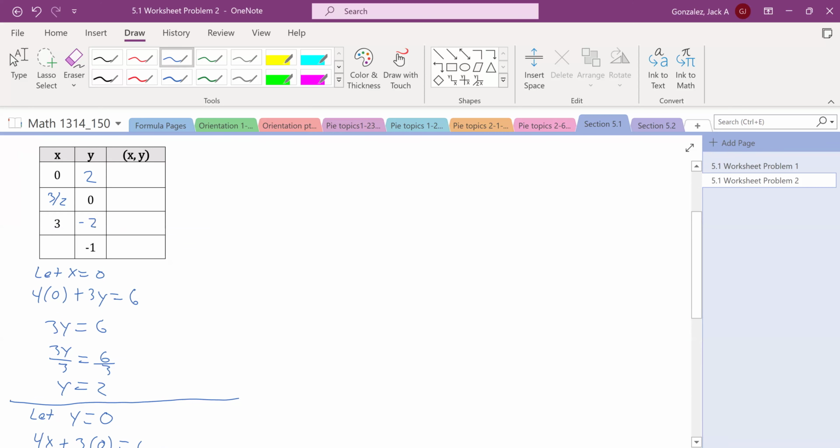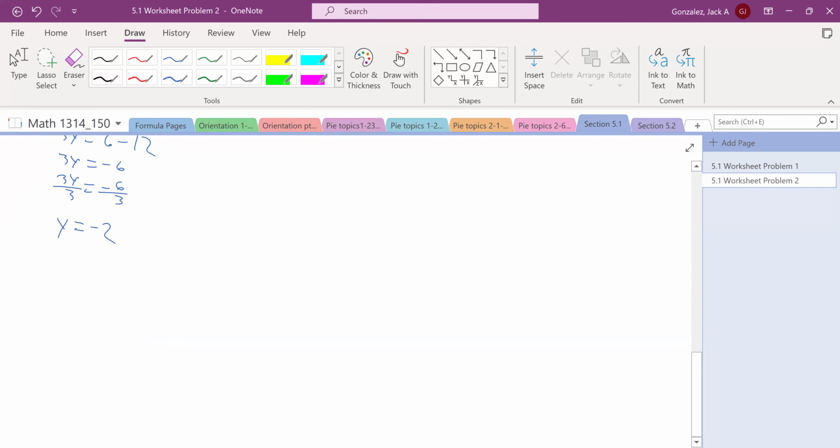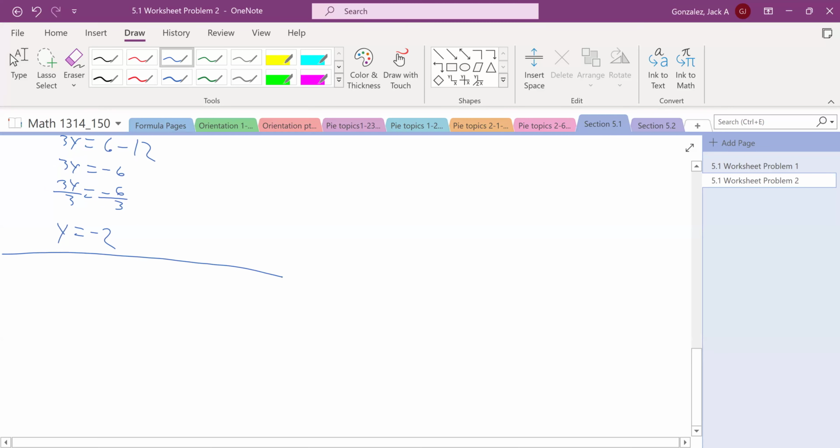Last one is what? When y is negative. Plug in -1, solve for x. Add the 3 over. Then do your division. X is 9/4.